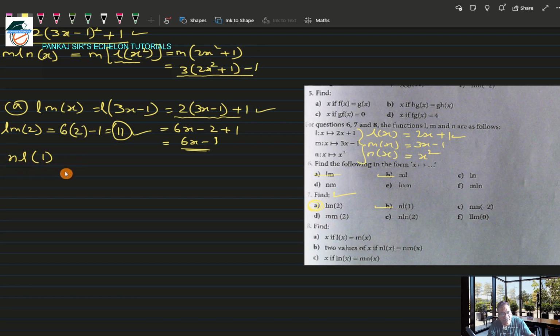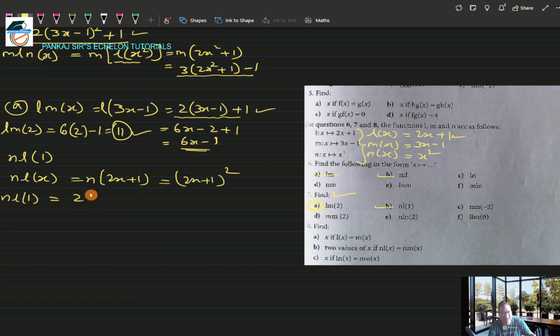Now if you want to find NL of 1, first you'll have to find out what is NL of x. Okay, so NL of x, let us find out. L of x is 2x plus 1, so I'm going to write first 2x plus 1, and then I'm going to put this N in front of this. Now N of x is x square, so N of 2x plus 1 will be 2x plus 1 the whole square. Got it? Now L of 1 will be what?